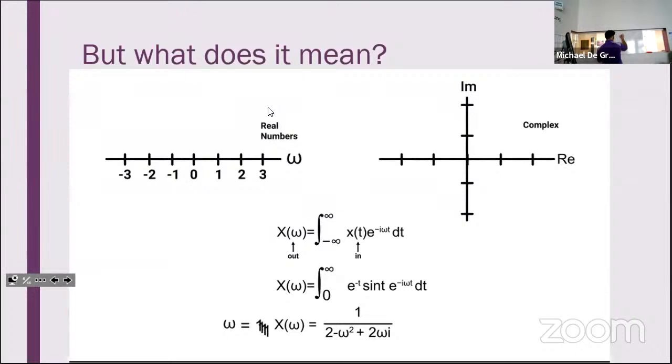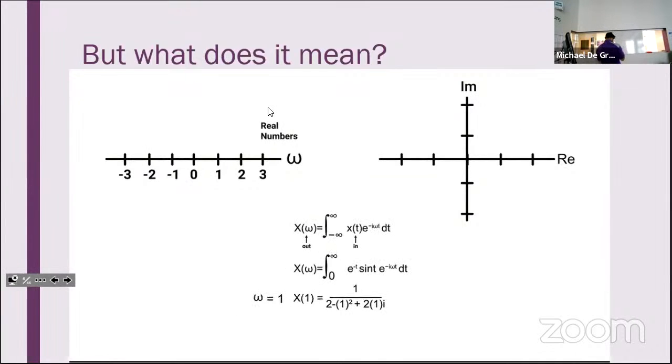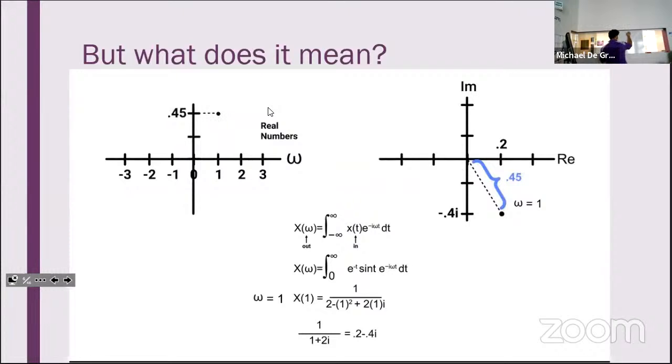If omega equals 1, then the output becomes 1 over 1 plus 2i, but that can also be rewritten as 0.2 minus 0.4i, which will be plotted on the real and imaginary axis respectively for omega equals 1. Now this is a distance of roughly 0.45 from the origin, known as the magnitude, and that we can plot against the input at omega equals 1. This will be the magnitude of the Fourier transform.